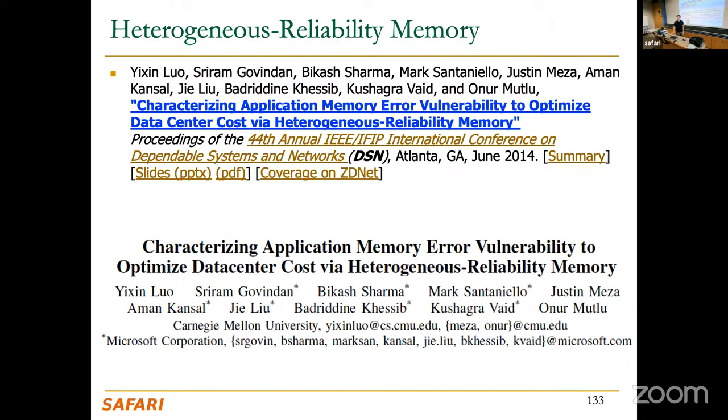Okay. Now another example. This one is about heterogeneous memories. Characterizing application memory error vulnerability to optimize data center cost via heterogeneous reliability memory. We are talking about heterogeneity in the system, not only in the type of processors that we have. We have CPUs, GPUs, TPUs, and other accelerators, but we also have different types of memories. And I'm not talking about different levels of the hierarchy, like cache, main memory, storage. No, I'm talking about having different types of memory in the same level. I'm talking about having a memory that is more reliable. Imagine main memory, right? I may have DIMMs or chips that are more reliable because they are more tested.